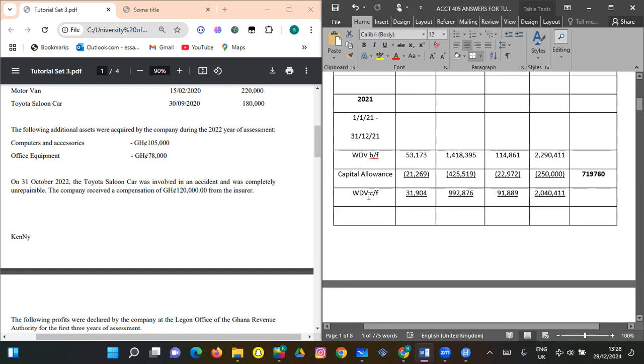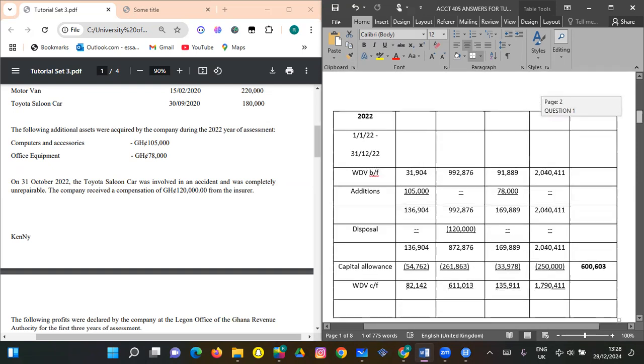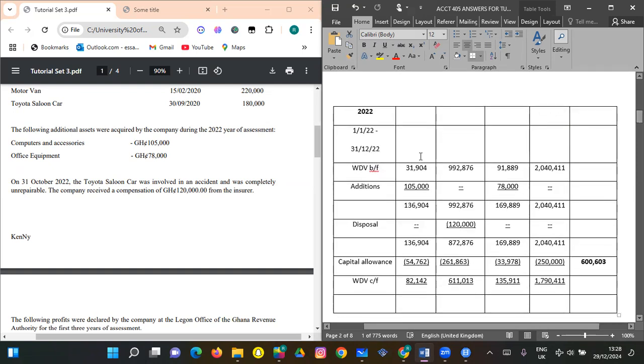This will now become our written down value carried forward, right? So this is basically it. Then we add all our capital allowance, because that's what we need to compute our assessable income. Then 2022, I told you that in case they buy any new assets or sell any assets, make sure you treat the additions and subtractions first before you calculate your capital allowances.